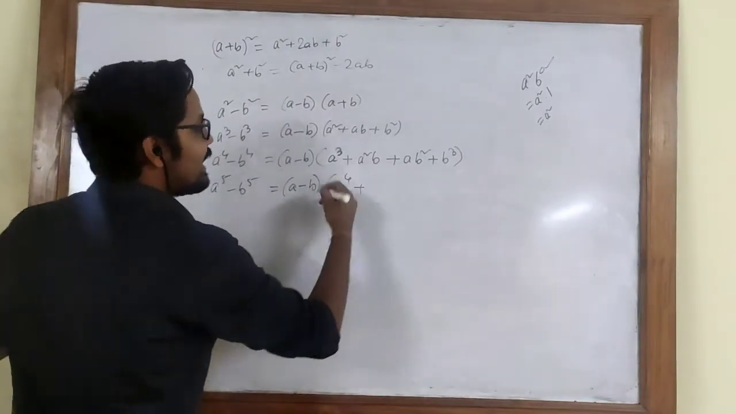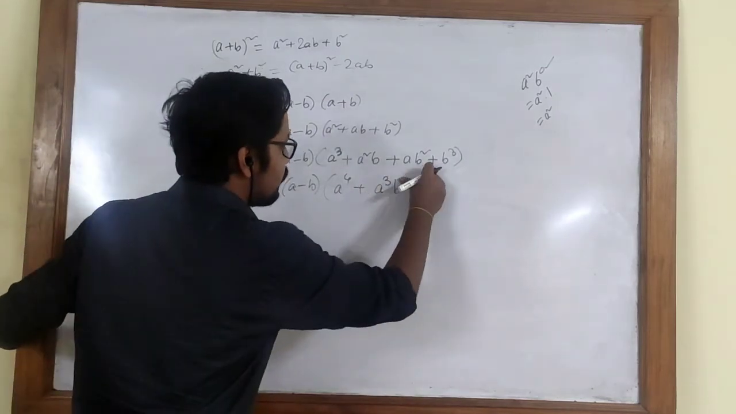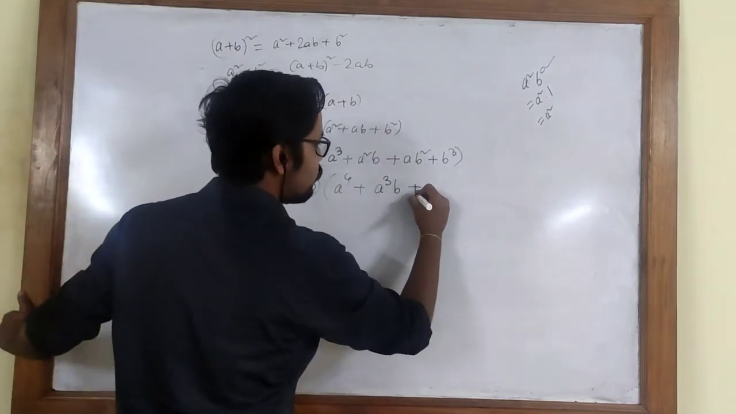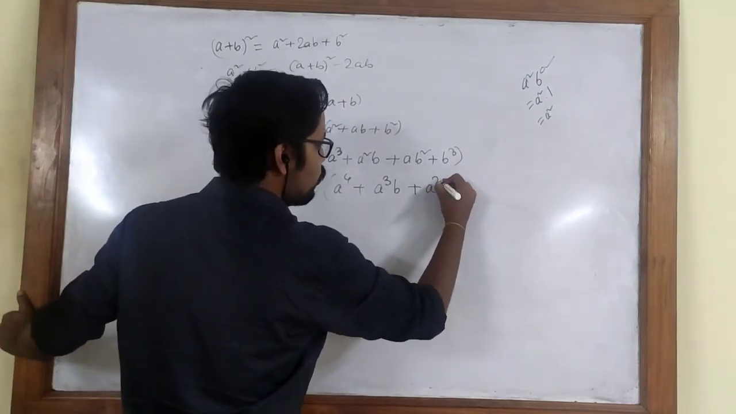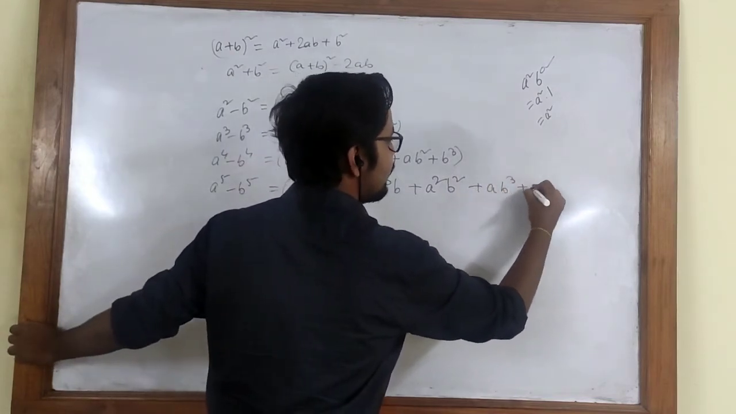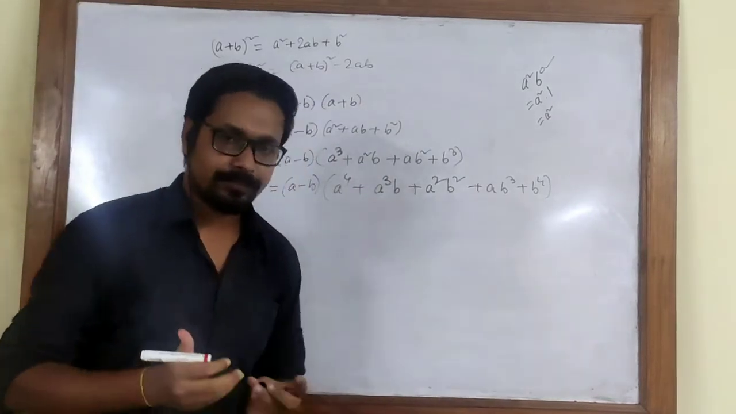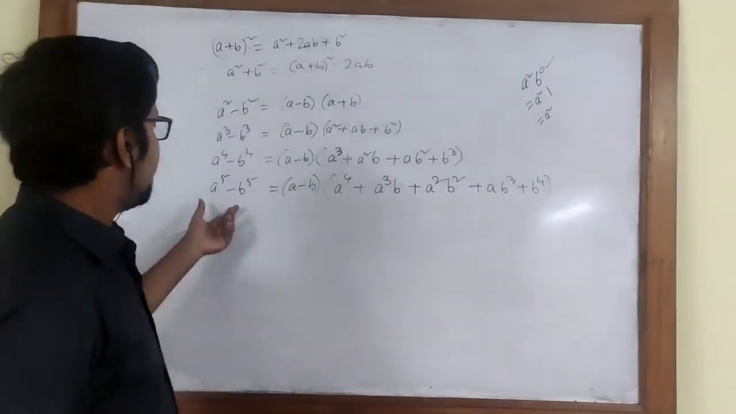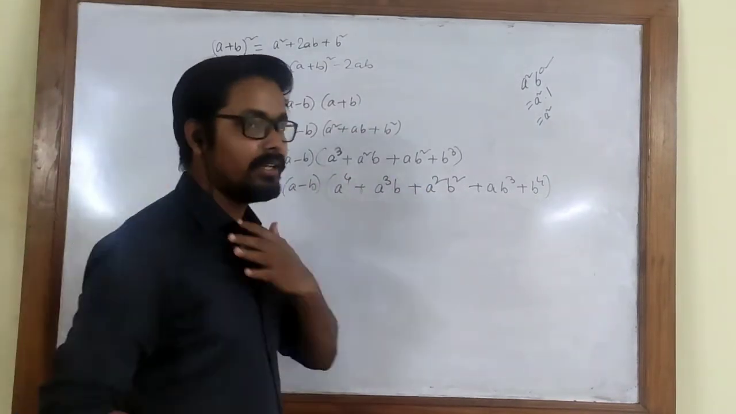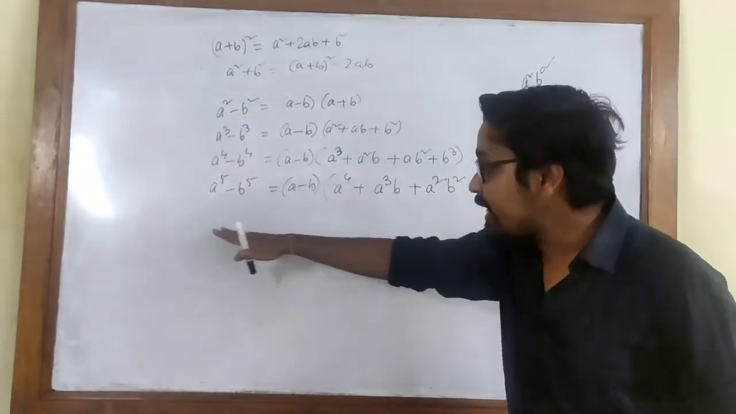So a to the power 4, next term will be a cube b, because b was 0 here, b will become 1 here. Next will be a to the power 2 and b to the power 2. Next will be a b cube and the last one will be b to the power 4. So you can see how the composition of the variables combine together, and similarly by following the same trend we can write a to the power 6 minus b to the power 6, 7, 8. So these are some of the processes by which you can actually find the formula.